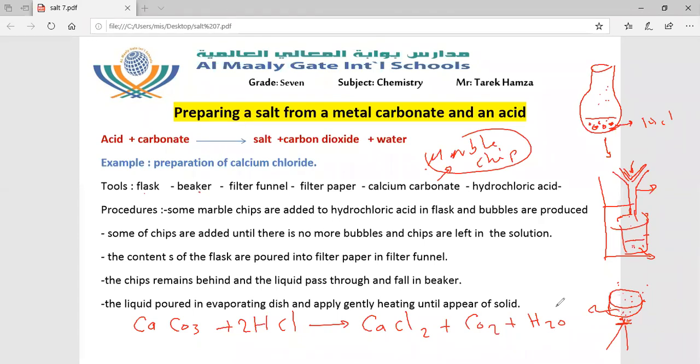Yes, Mariam. Does water form in the reaction of acids and metals? Yes, water is formed and evaporates during the application of heat. So it's not HCl that is found while we're filtering, right? Yes, we apply the evaporation process to obtain the solid particles of calcium chloride. Okay, thank you.